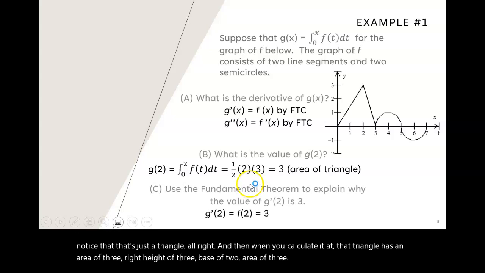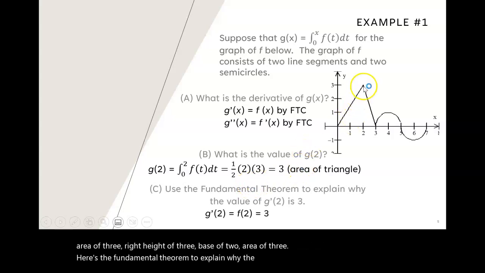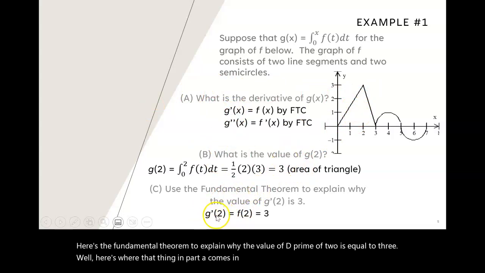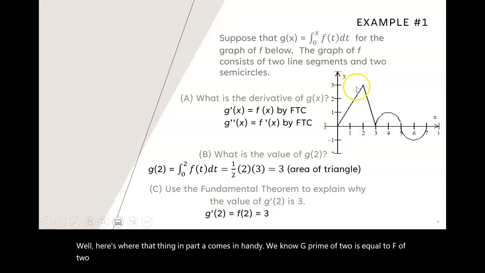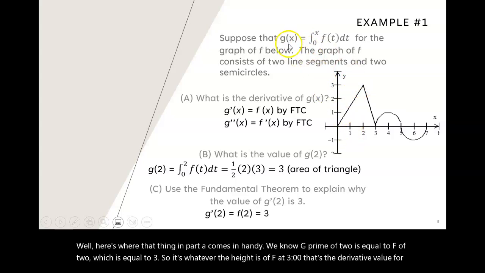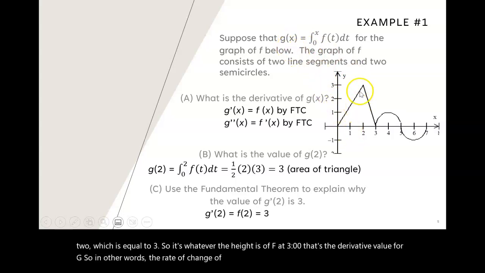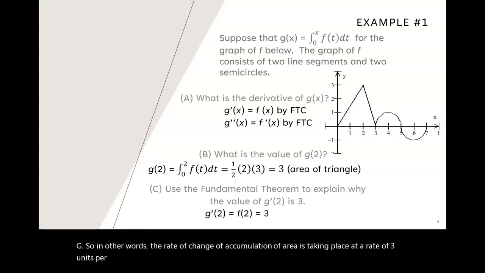Use the fundamental theorem to explain why the value of g prime of 2 is equal to 3. Well, here's where that thing in part A comes in handy. We know g prime of 2 is equal to f of 2, which is equal to 3. So it's whatever the height is of f at 2, that's the derivative value for g. So in other words, the rate of change of accumulation of area is taking place at a rate of 3 units per whatever. We don't know what the units are.